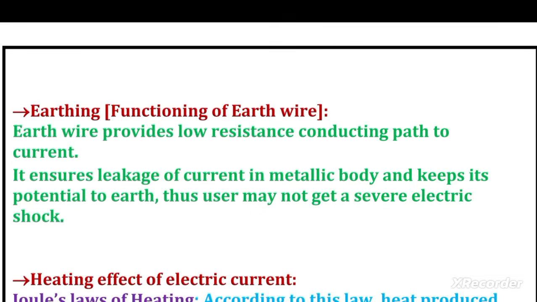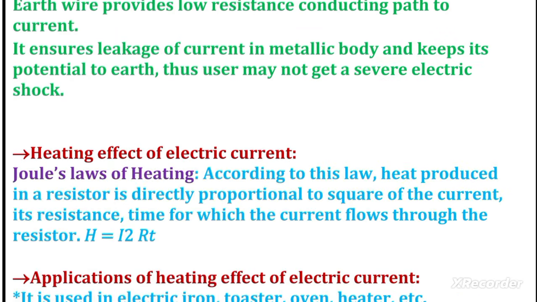Next question: earthing. The earth wire provides a low resistance conducting path for current. It ensures leakage of current in a metallic body and keeps its potential at earth. Thus, the user may not get a severe electric shock.